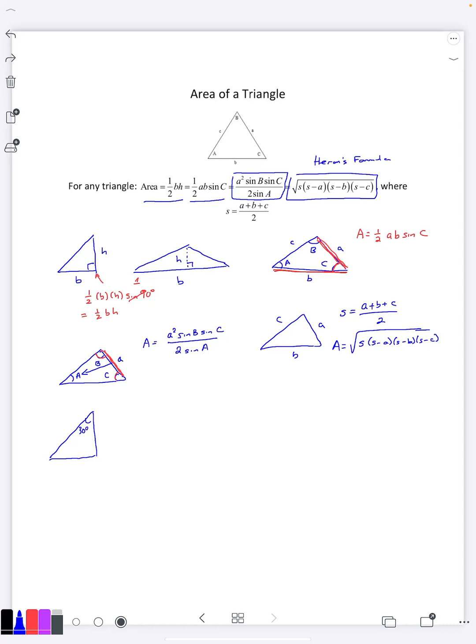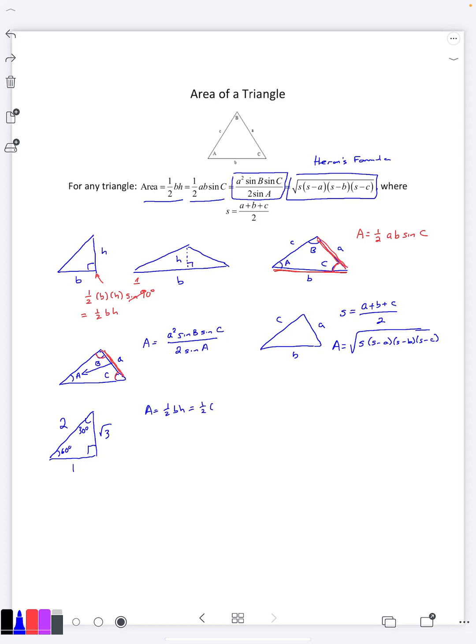This is definitely not to scale, but we'll say 30, 60, 90. And we know for 30, 60, 90, we can have 1 opposite the 30, square root 3 on the other leg, and 2 on the hypotenuse. And so now that we have our 3 sides and our 3 angles, let's use our first formula, 1/2 base times height. This is the standard one.